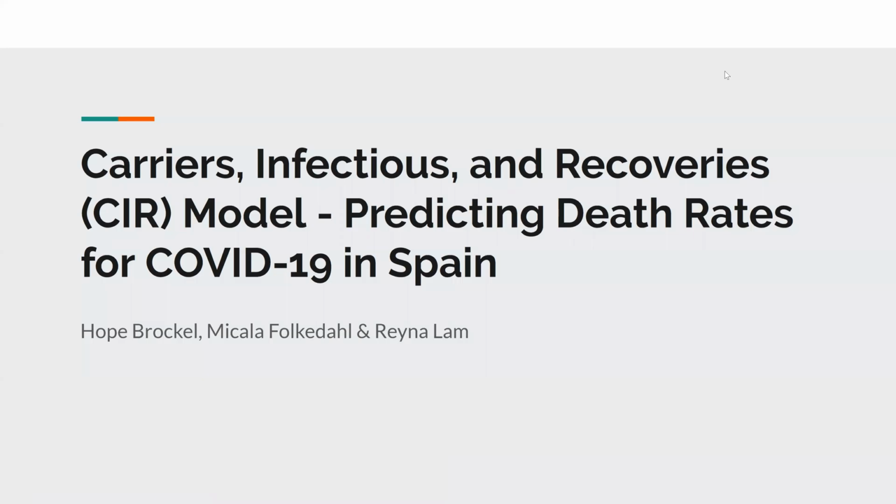Okay, so we were given the model that represents carriers, infectious, and recoveries, also known as the CIR model, and it was used for predicting death rates for COVID-19 in Spain. My name is Hope. My name is Reina. And my name is Michaela.